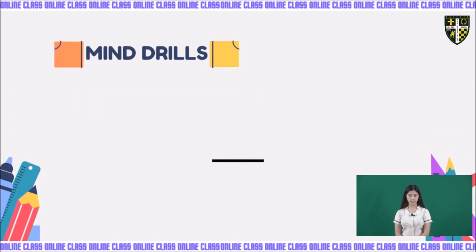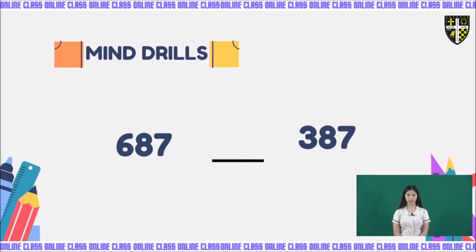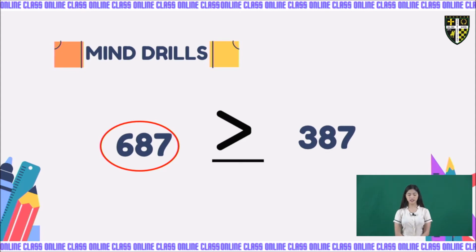Let's have another example. The first one is 687, while the second one is 387. Which number do you think has the bigger amount? Very good. 687 is bigger than 387. So, it means the symbol is open towards 687. And this one is read as 687 is greater than 387.